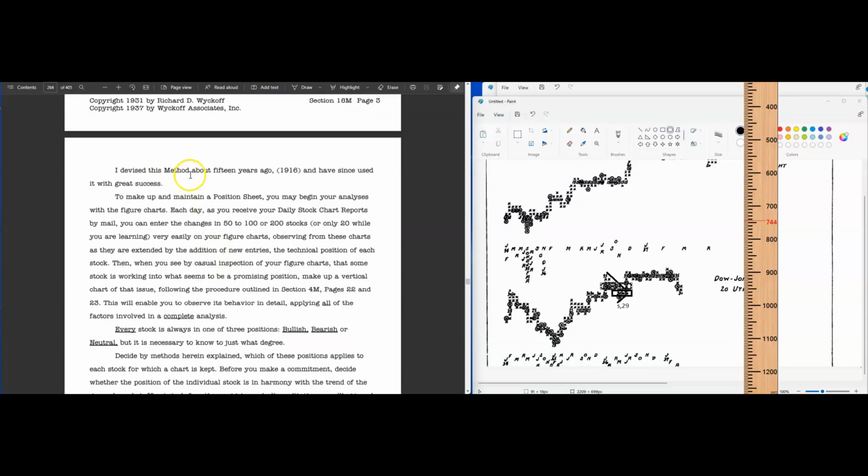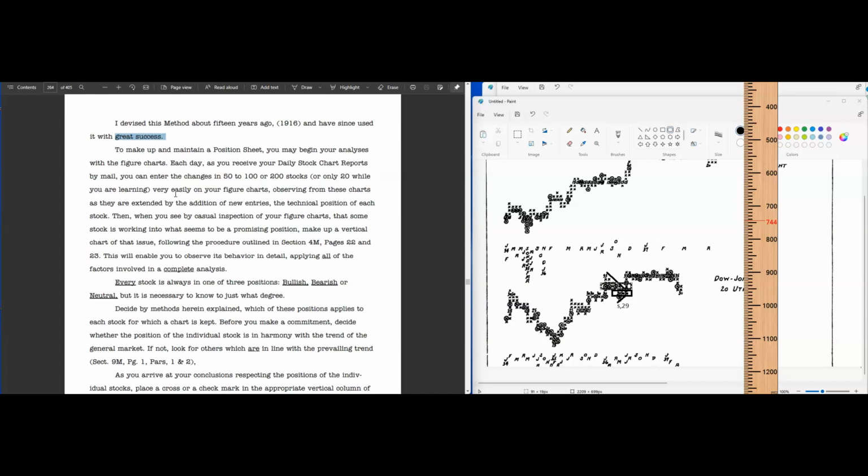I advised a method about 15 years ago and have used it with great success. So we're going to be using the same thing. To make the position sheet, you may begin your analysis with the figure charts. I mean, nowadays you don't have to begin your analysis with the figure charts.